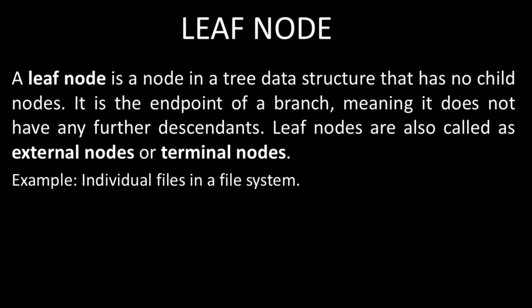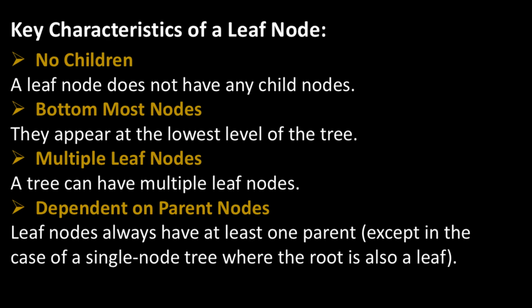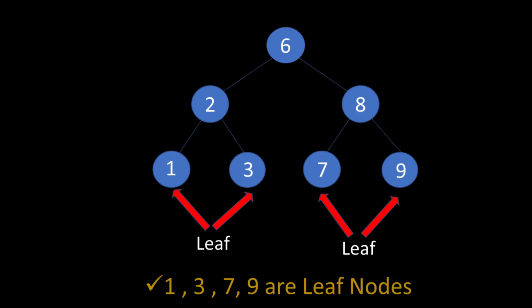Here are some key characteristics of leaf nodes. First one, no children. A leaf node does not have any child nodes. Second one, bottommost node. They appear at the lowest level of the tree. Third one, multiple leaf nodes. A tree can have multiple leaf nodes. And the last one, dependent on parent nodes. A leaf node always has at least one parent. So, as you can see, in the given tree, the nodes 1, 3, 7 and 9 are leaf nodes.